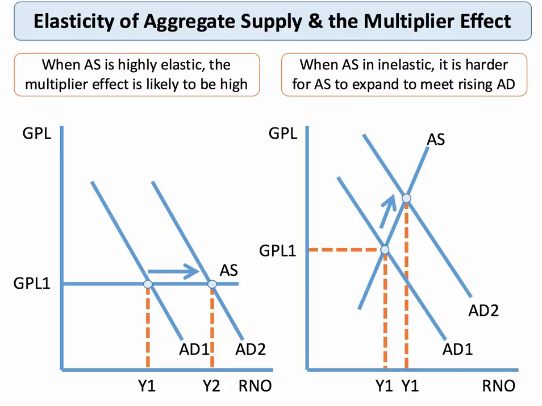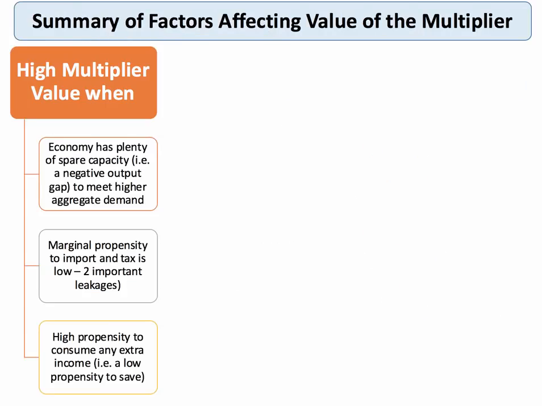What's the takeaway point from this slide? When aggregate supply is elastic, the multiplier effect will be bigger than when the economy is running up against supply constraints. So just to round off, the multiplier effect will tend to be high when an economy has plenty of spare capacity. We would call that a negative output gap. So there's lots of spare land and labour and capital available to meet the increased demand.